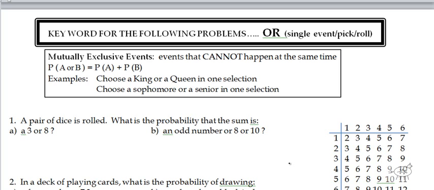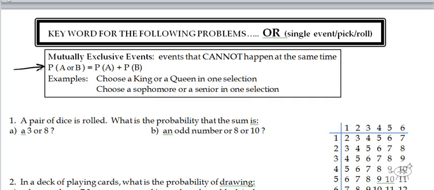We're going to talk about two different things here. It's something called mutually exclusive events, events that cannot happen at the same time. So the probability here, write this down, the probability of A or B, I just add the probabilities together. Those are mutually exclusive. They can't happen at the same time. So an example is you choose a king or a queen in one selection. You can't pick a king queen. Doesn't make sense. So you would add those probabilities together.